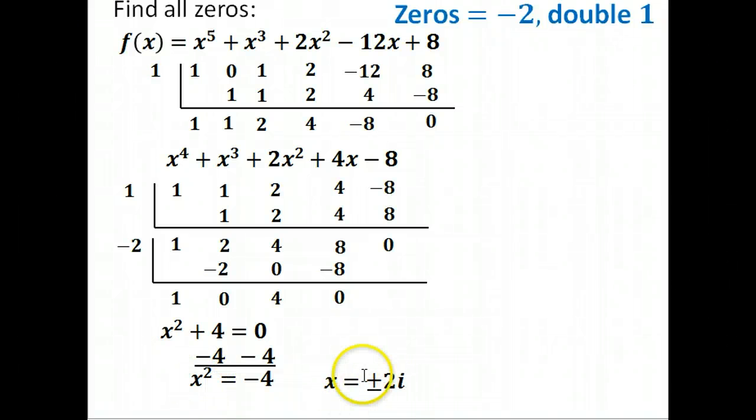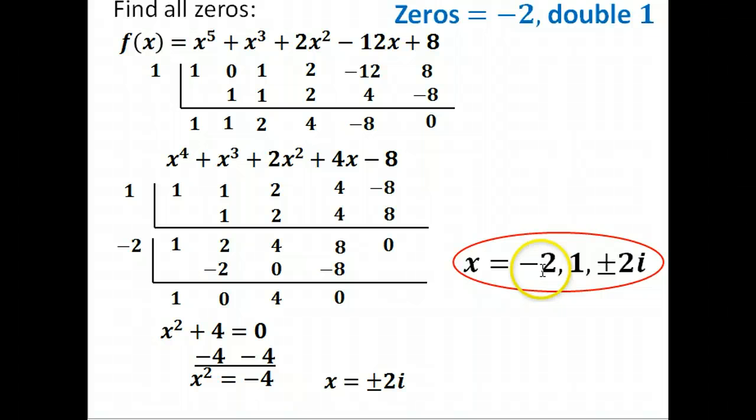Now I have to compile all these. I know that I have a negative 2. I know that I have a double 1. So 1 and 1, I just write it once. There's no sense in writing it numerous times. So I've got a negative 2, I've got a 1, and I've got a plus or minus 2i. So I go ahead and write that. That's my answer on this one: negative 2, 1, and then plus or minus 2i.